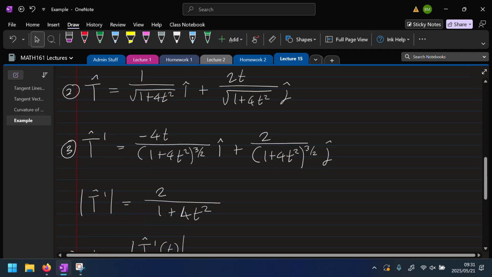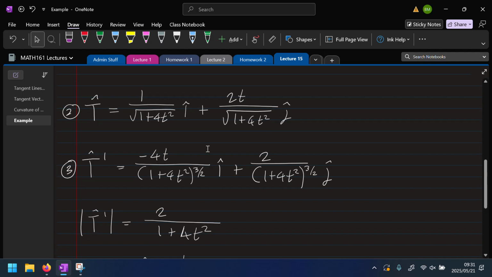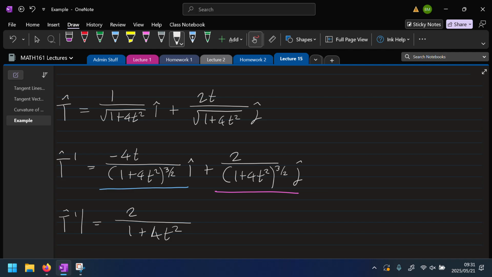Step 3. So step 3 is we're just taking the derivative of these two parts. So we got the blue part and the pink part. So I'll do the first one and then you can do the other ones. So we want d by dt of that first part. So the root is in the bottom, so we can write it as a minus a half exponent. So (1 plus 4t squared) to the minus a half. Okay, we're going to take the minus half down.